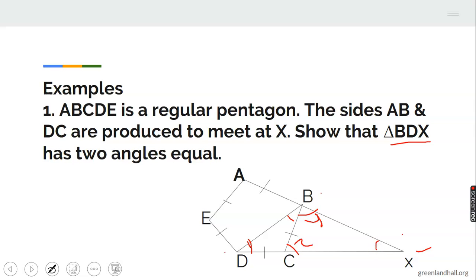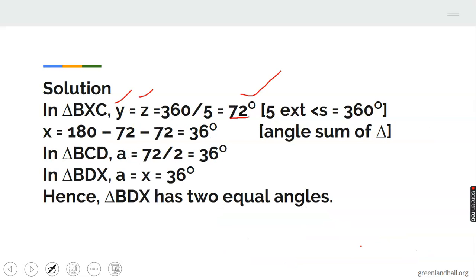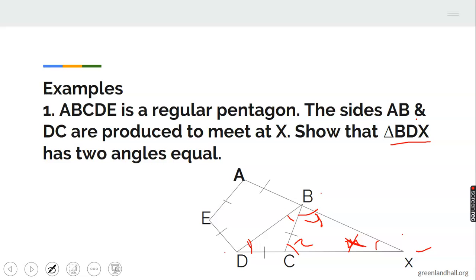Since this is 72, to get this one that is small x, I have to remove these two 72 degrees from 180, because the sum of angles in a triangle is 180. I remove these two from it, and what I have is 36. So x is 36 degrees. This angle is 36 degrees. Why? These two are 72. So I've gotten this angle now.